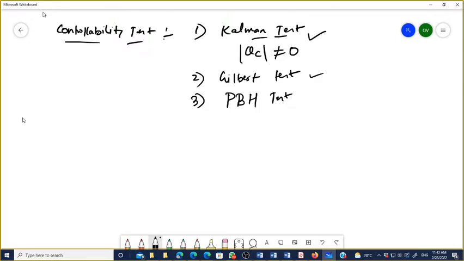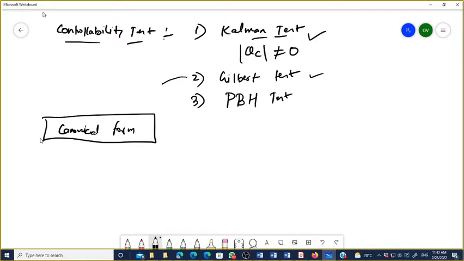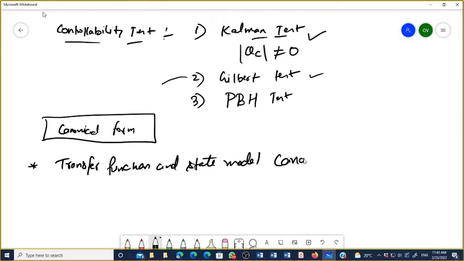Before going to the detail of the Gilbert test, because in the Gilbert test we generally use the canonical form, diagonal canonical form, first of all we have to understand the canonical form. What are the different forms of the canonical? In today's lecture, we will try to understand the different types of the canonical form, or you can say the transfer function and state model canonical realization. It is the topic of discussion today.